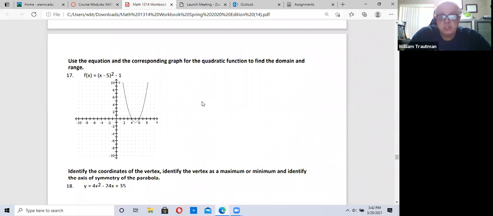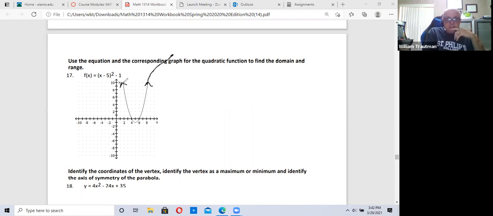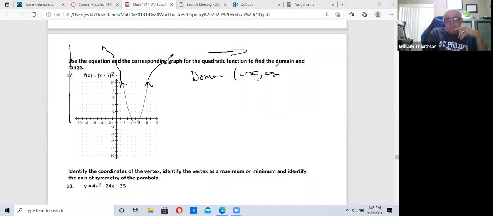Use the equation and the corresponding graph for the quadratic function to find the domain and range. So domain is what can x equal. This means the graph goes up and to the right, and up and to the left. It's going slowly to the left, but it's going up. So for the domain, far left, it goes to negative infinity. Far right, it goes to positive infinity. Domain is what can x equal on the number line.